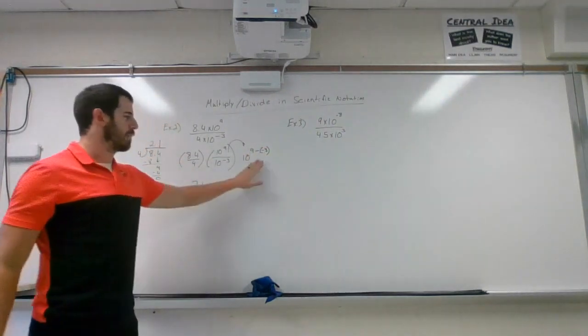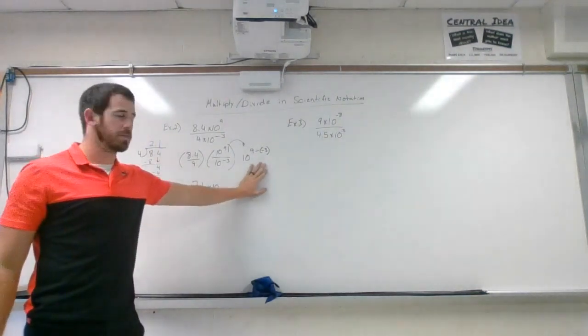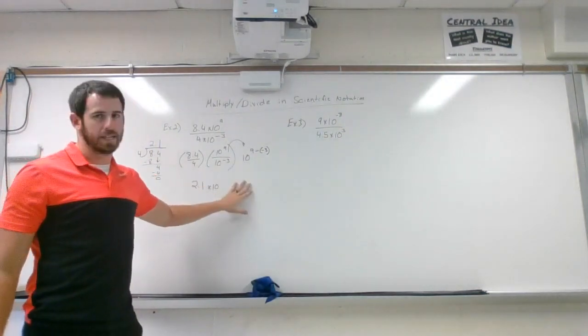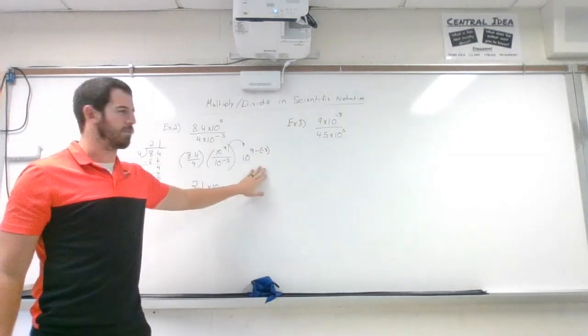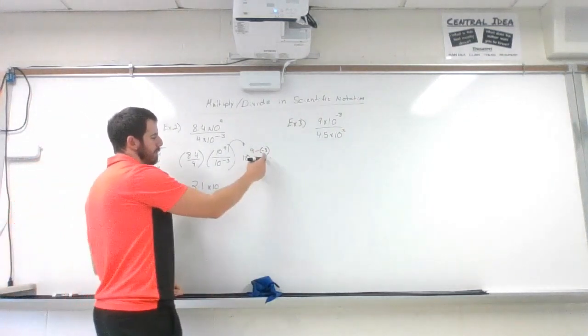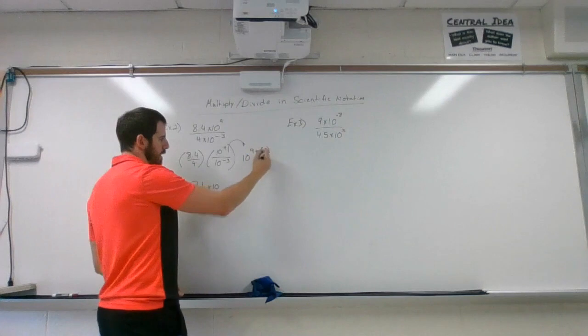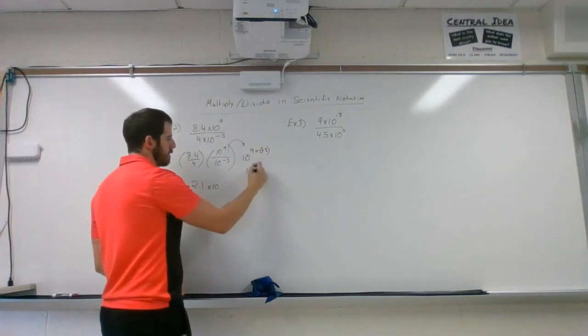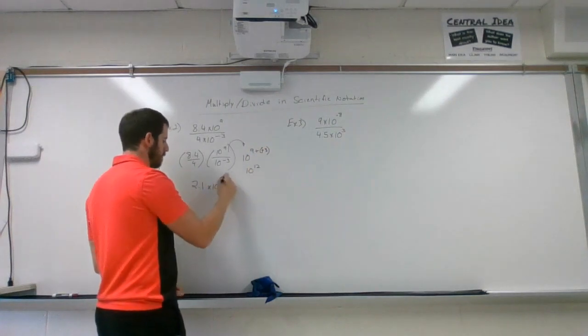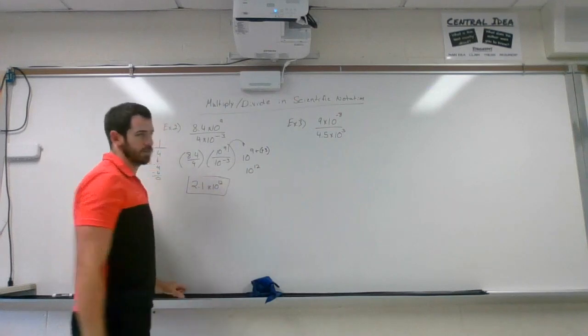This is why I said it would be great to write things out, because then you won't miss something like that. Okay, so please write it out. So from here, double negative makes a positive, and I really have 10 to the 12th power. And that is our answer.